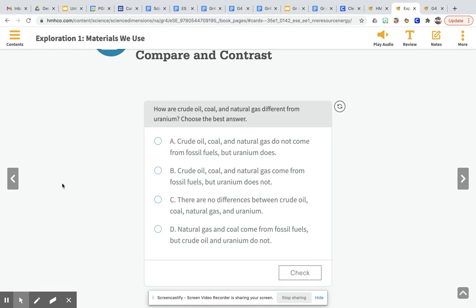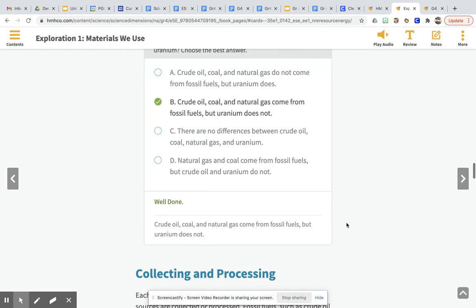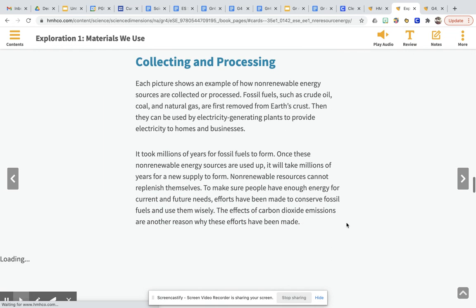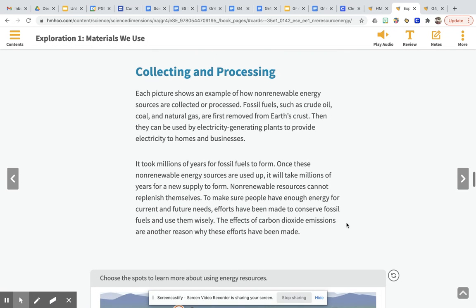All right, guys. Did you say that the answer was B? If you did, you're absolutely correct. Crude oil, coal, and natural gas come from fossil fuels, but uranium does not. All right. Let's go ahead and continue.